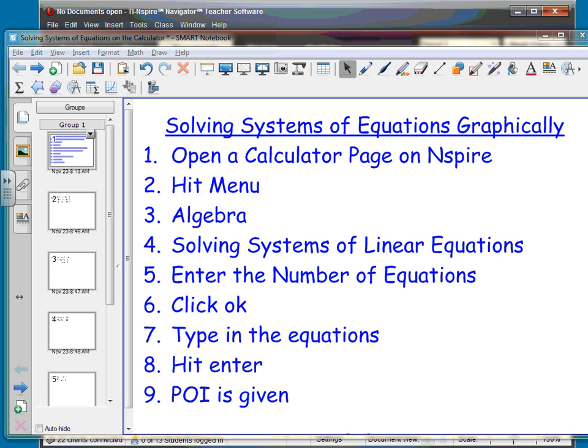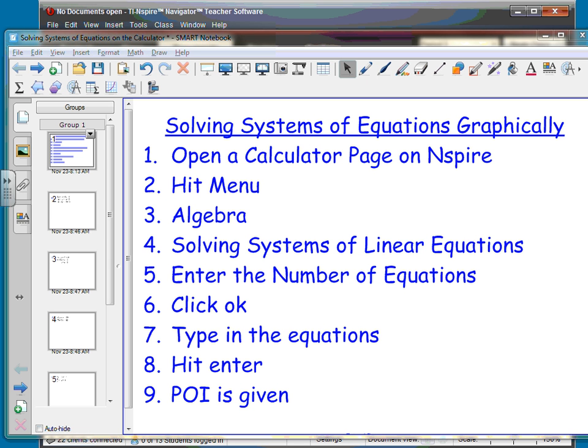So what we're doing is we're going to find all the systems of equations, points of intersection, this time on the calculator, because if you guys are going to college or going to be taking ACT, I want to show you how to do it on the calculator rather than having to do everything the hard way.